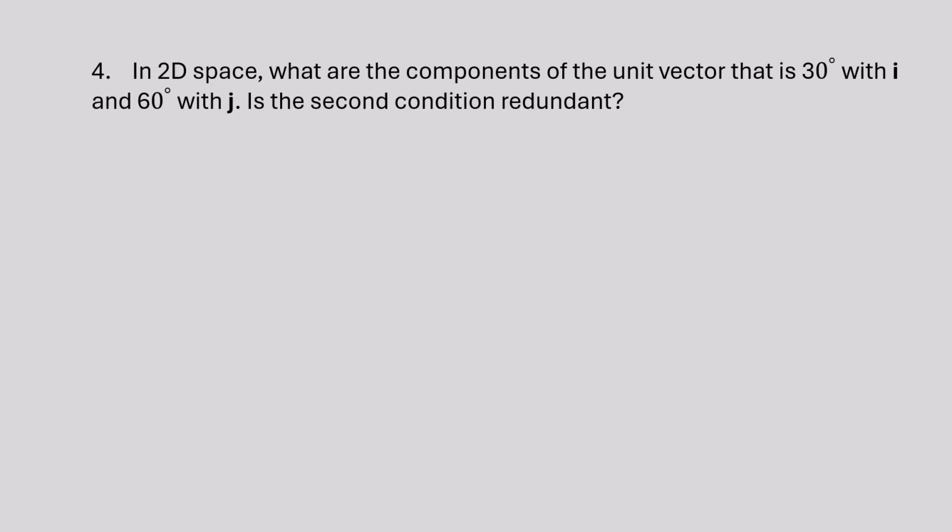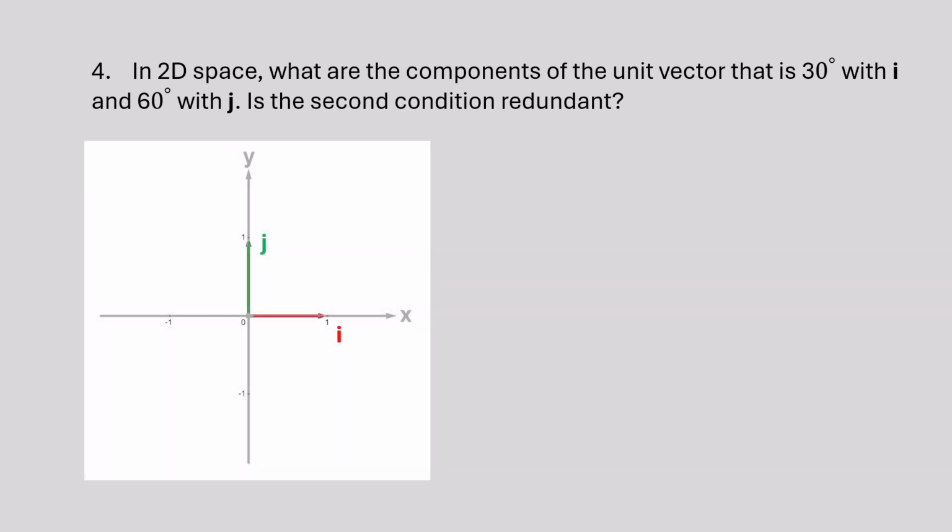In this question, it's asking for a vector that is 30 degrees with i and 60 degrees with j. First, let's graph the vectors i and j. i would be the vector 1, 0, and j would be the vector 0, 1. Let's draw the vectors that are 30 degrees with i. We can also see that only one of them is 60 degrees with the j vector. Based on that, we can say the second condition is not redundant. Otherwise, there would be 2 answers.